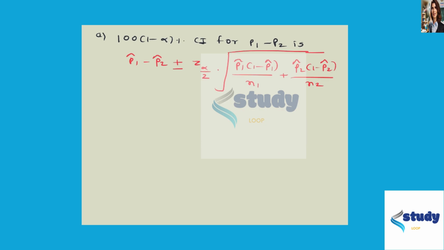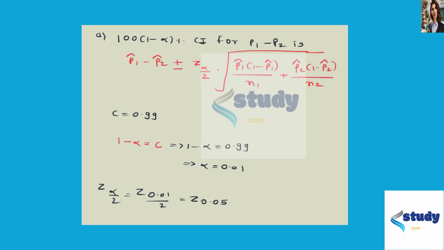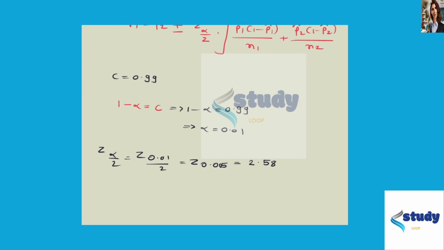Now, first we have to find the value of alpha. The C equals 99%, that is 0.99, and we know the relation between the confidence level and the level of significance is 1 minus alpha equals C. Put the value of C, 0.99, and after simplification we get alpha equals 0.01. Now find the value of Z alpha by 2, which is Z 0.01 divided by 2, which is Z 0.005. By using a statistical table of the Z, we get this value as 2.58.